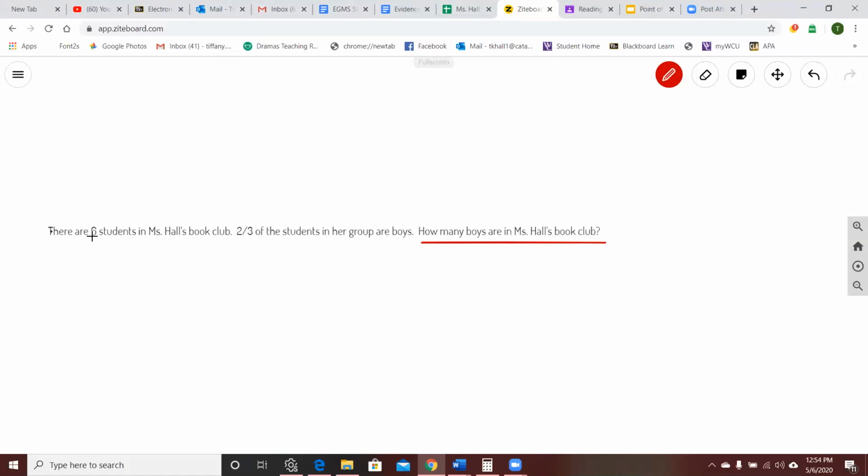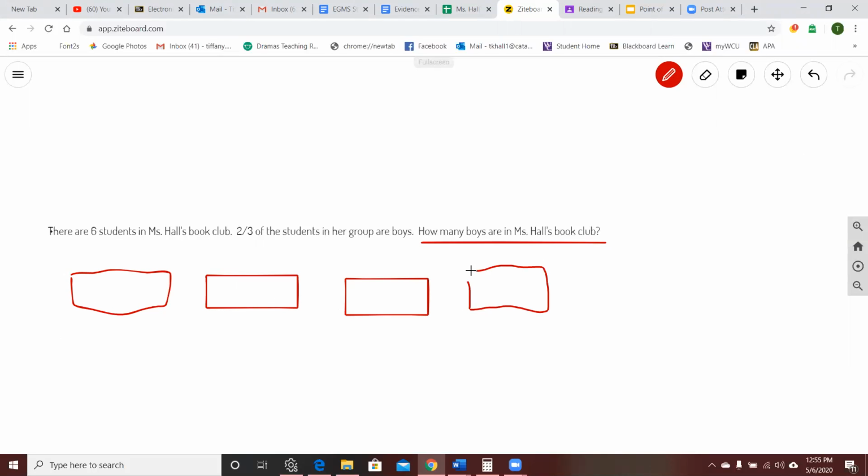Well, it says that there are 6 students in the club. So I'm going to draw 6 bars. Again, ignore my drawing. Some of them are coming off neat and some are not. So 1, 2, 3, 4, 5, 6. Okay, so we have 6 students.